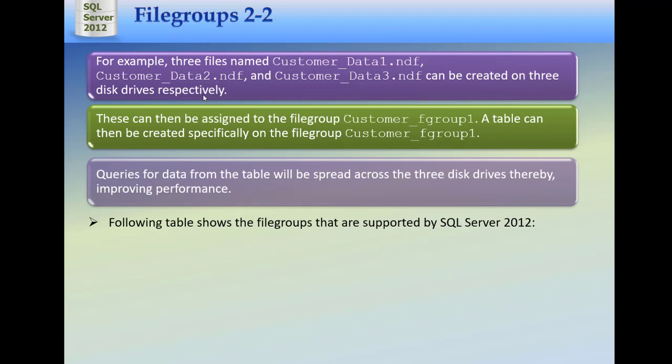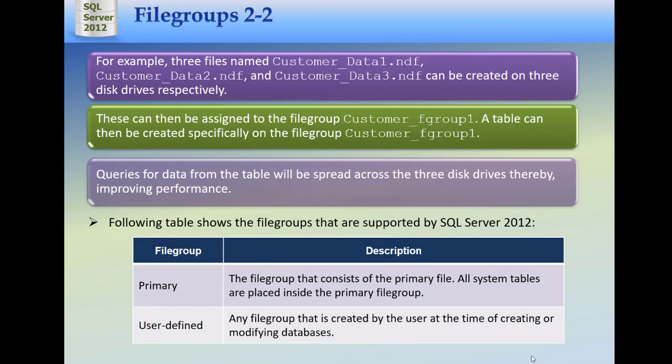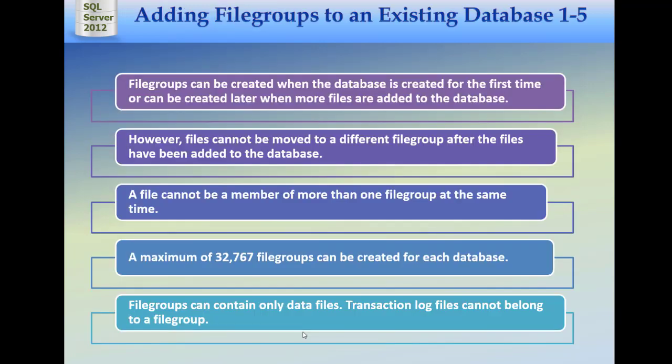The following table shows file groups that are supported by SQL Server 2012. We have the primary. This one is created by default, and it consists of the primary file, and all system tables are placed inside the primary file group. Then we have those that you create, which are called the user-defined file groups. This is any file group that is created by the user at the time of creating or modifying databases by issuing the alter database command.